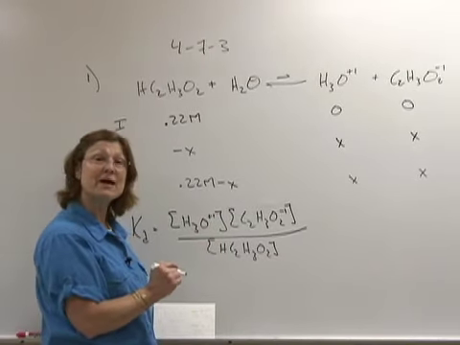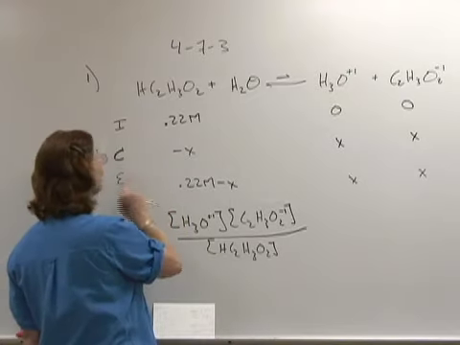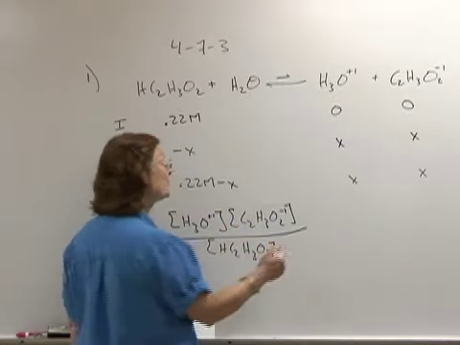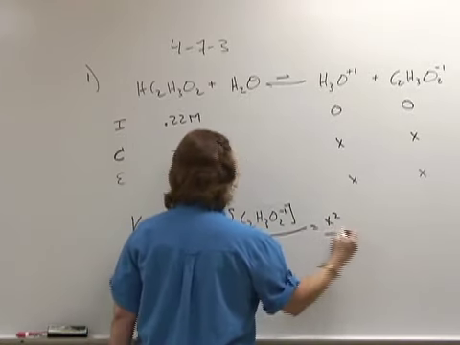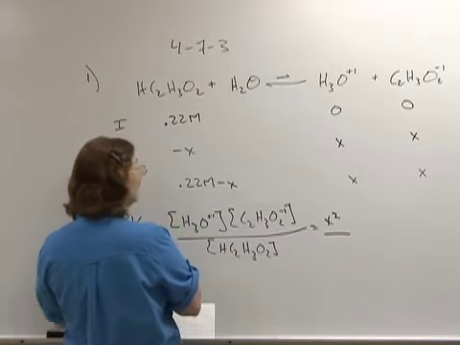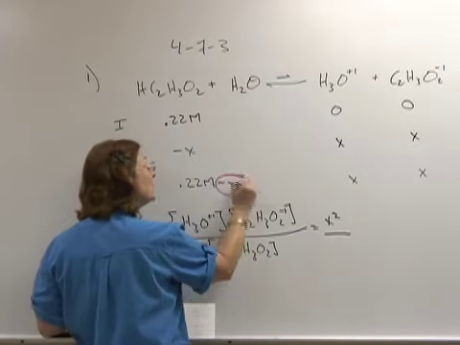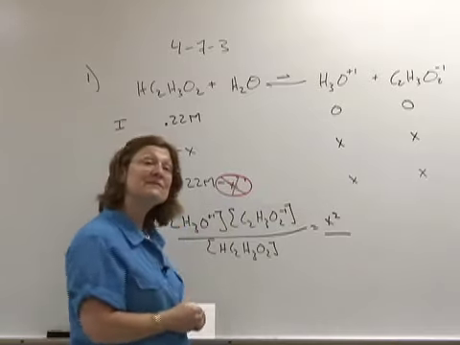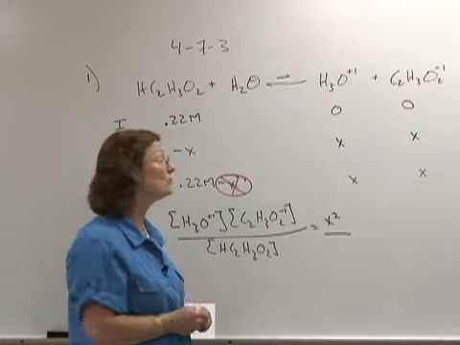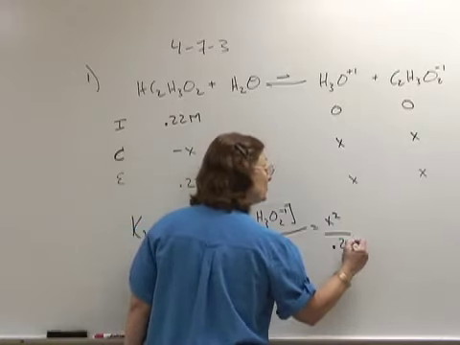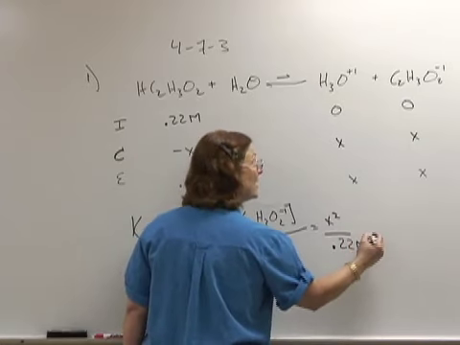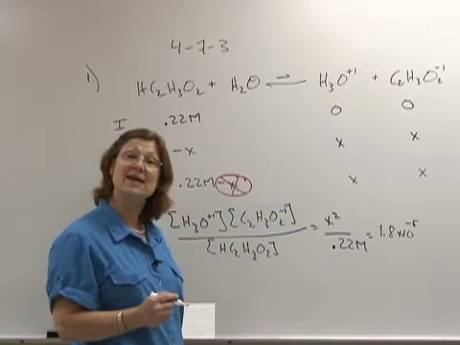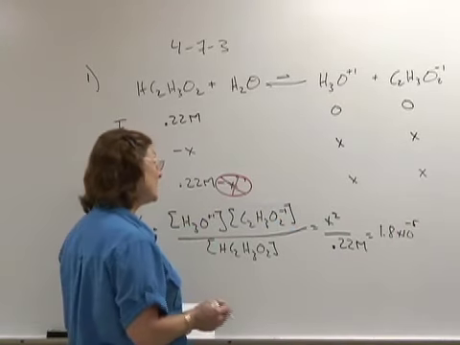Now I'm going to substitute in the values from my ICE chart: initial, change, equilibrium. Well, I have X of the hydronium and X of the acetate. That makes for X squared. And I'm going to divide it by the 0.22, but I will not include this X value because I am going to assume that it is less than 5% dissociated, the 5% rule. And therefore, I'm going to use the 0.22 molar, equals 1.8 times 10 to the minus 5th. And we will be given the Kas and the Kbs for the weak acids and weak bases.